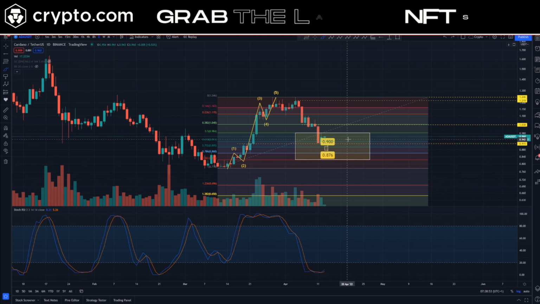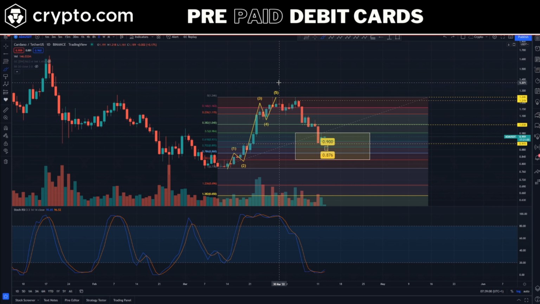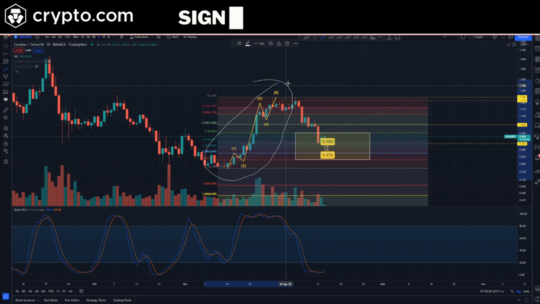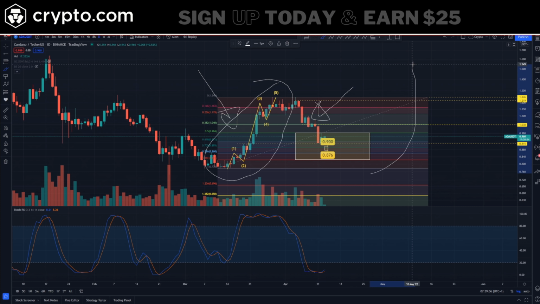So guys, that's what I'm thinking for Cardano. I'm expecting another 5 waves up with a 5-3-5-3-5 structure in the same way that we had over here, because I think this is a wave 1, this is a wave 2, and wave 3 is next.